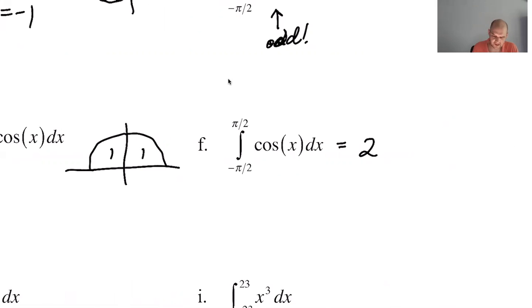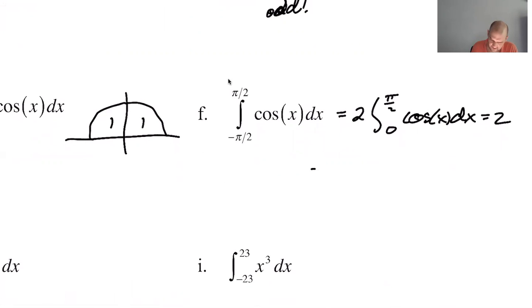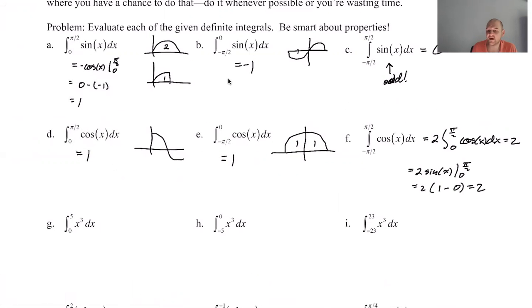You have a lot of options. You could do 2 times the integral from 0 to pi over 2 of cosine of x dx, which is 2. You could do it as one full hill, and we already know that that's going to be 2. You could actually do the work, though I don't really advise that: 2 times sine of x from 0 to pi over 2. The sine of pi over 2 is 1, the sine of 0 is 0, so we get 2. You get 2 either way. Be smart about them. Think about them.